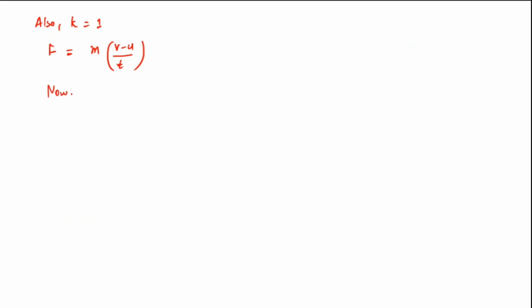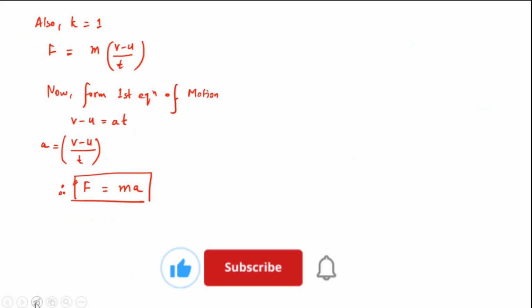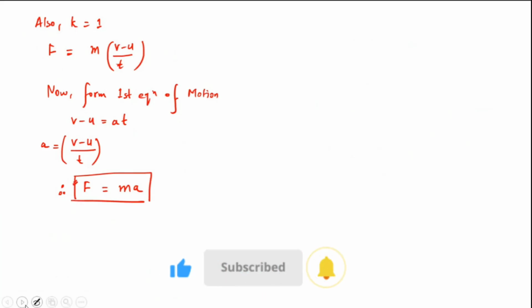Now, from the first equation of motion, what is the first equation of motion? The first equation of motion says v minus u is nothing but a times t. So v minus u by t is going to be a, right? In place of this, we can write force is going to be mass times acceleration. Now, this is something which we have already discussed.